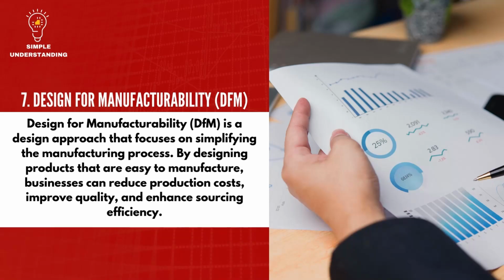7. Design for manufacturability (DFM). Explanation. Design for manufacturability (DFM) is a design approach that focuses on simplifying the manufacturing process. By designing products that are easy to manufacture, businesses can reduce production costs, improve quality, and enhance sourcing efficiency.